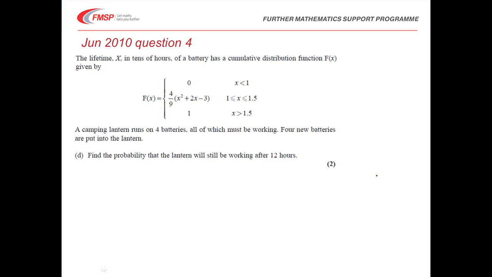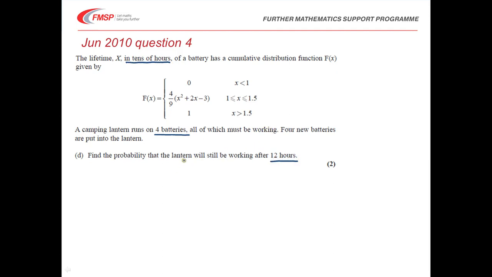Okay, so the question keeps going. Some of these really do keep going. A camping lantern runs on 4 batteries, all of which must be working. 4 new batteries are put into the lantern, and what we're asked to do is to find the probability that the lantern will still be working after 12 hours. So we notice that 12 hours corresponds to 1.2 lots of tens of hours.